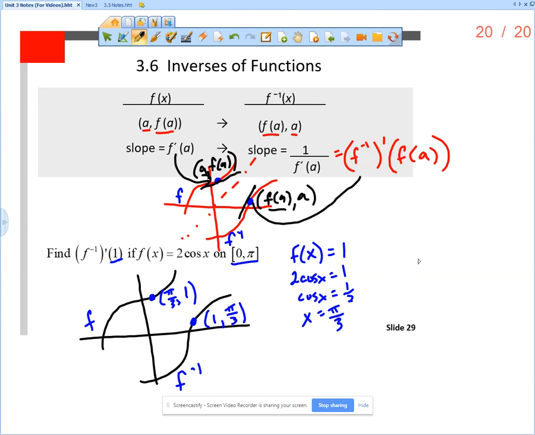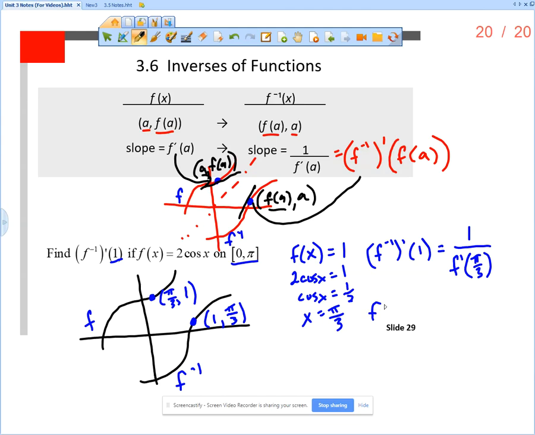So now if I want to find f inverse prime of 1, what does that mean? That means f(a) is 1. So that means I want 1 over f prime of, not 1, 1 does not go here. Look at f. The point is pi over 3. So that would be 1 over f prime of pi over 3. So to answer this question, I need to find f prime of pi over 3.